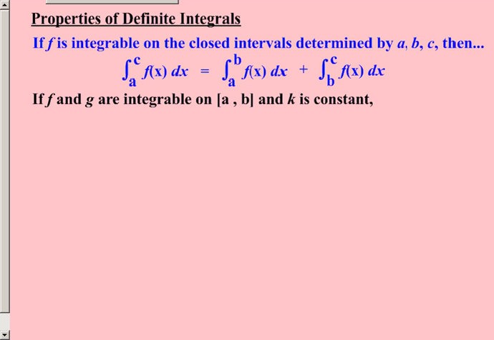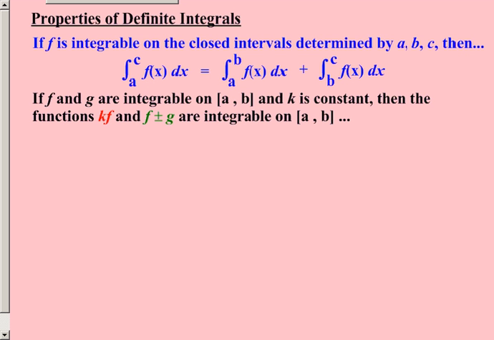If f and g are integrable on the closed interval and k is a constant, then the functions k times f, so a constant times our function, and two functions, f and g, being added together, if those are integrable on the closed interval from a to b, then the integral from a to b of a constant times your function times dx is the same as pulling the constant forward, then working the integral, and then reapplying the constant. So that rule has been kind of a mainstay staple for us on just about every skill that we have used so far this year.